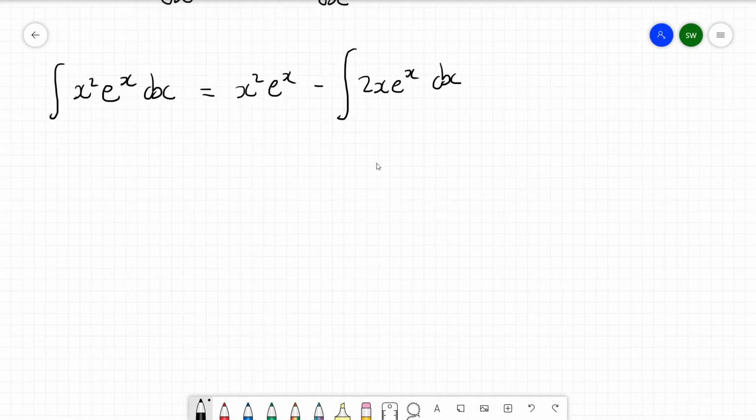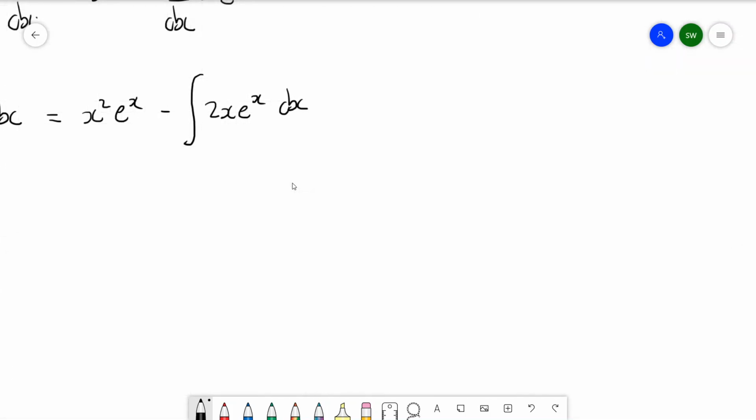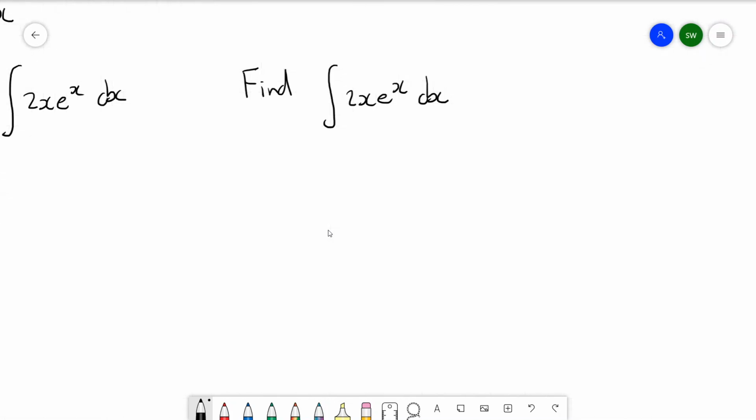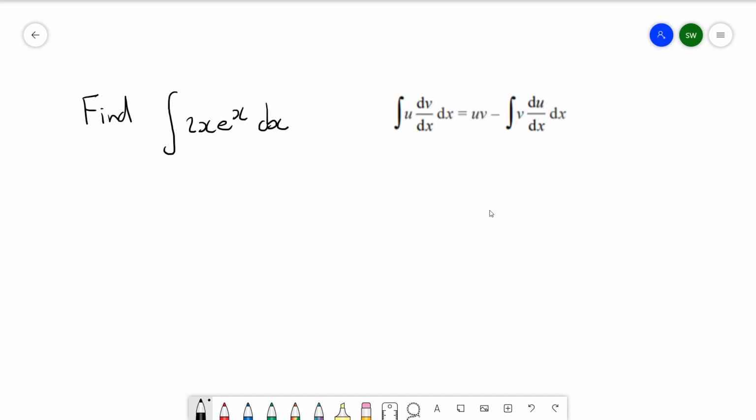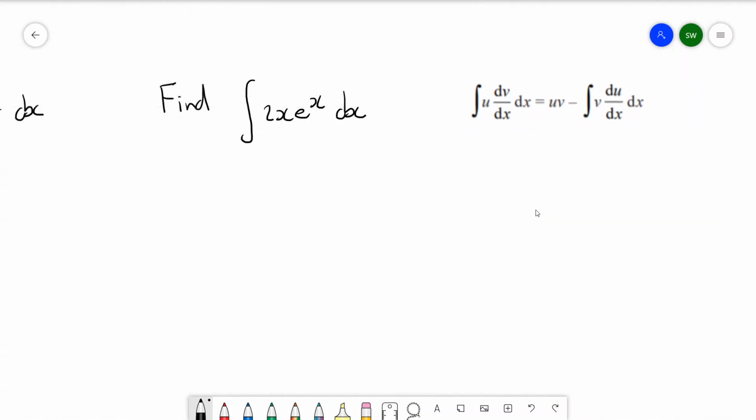As a bit of a side note, we're going to try and find this integral: the integral of 2x e to the x dx. So we're going to use by parts, using this formula from the formula book. In order to use this formula, we need to work out what u is going to be and what v is going to be. We also need to know du by dx and dv by dx.